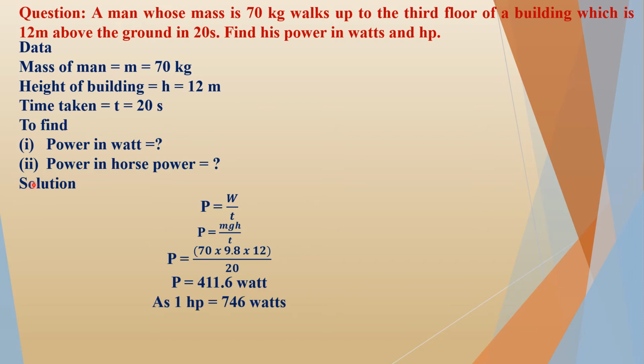We need to calculate power in horsepower, and we know that 1 horsepower is equal to 746 watts, and power is equal to 411.6 divided by 746, that is equal to 0.55 horsepower.